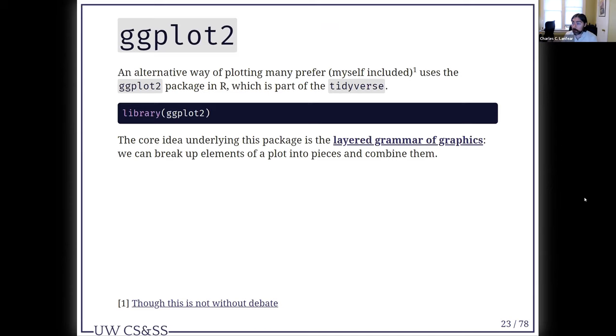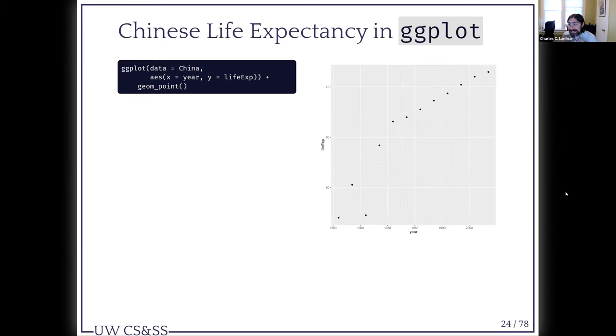So an alternative way of plotting that I strongly prefer, most people in the R world actually strongly prefer, is ggplot. Ggplot is part of the tidyverse. The idea behind ggplot is a different sort of fundamental philosophy of plotting things. It's based on something called the layered grammar of graphics. It's the idea that we can break plots up into different nouns and verbs and combine them together to create almost like a sentence that generates a plot, okay? So this is that same plot basically done up in ggplot.